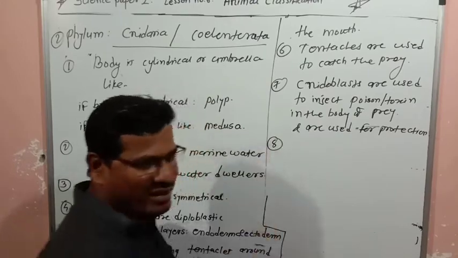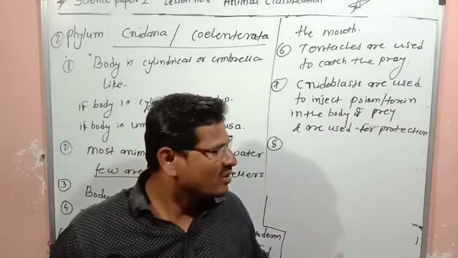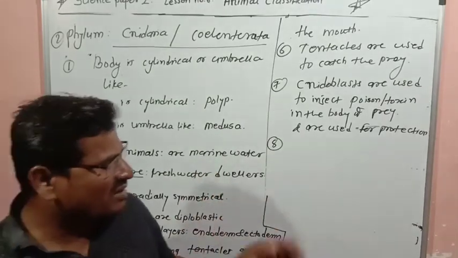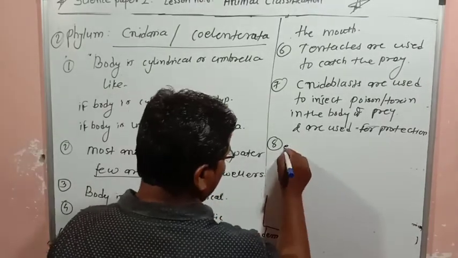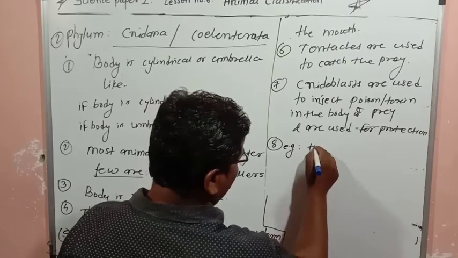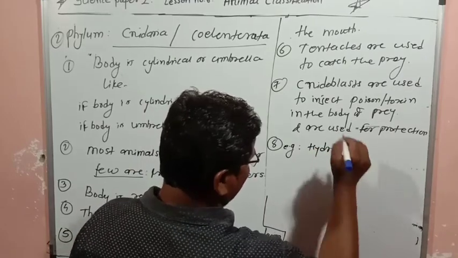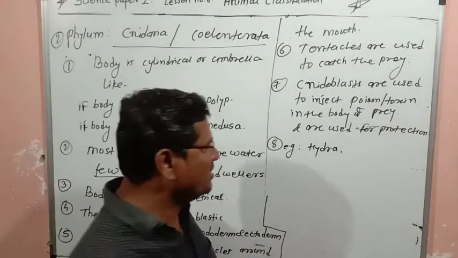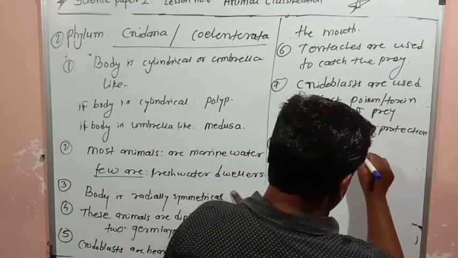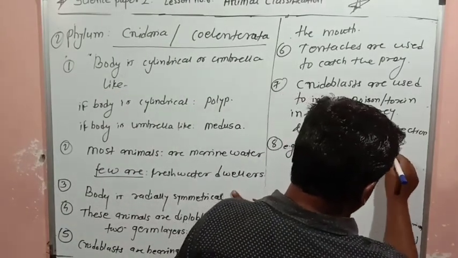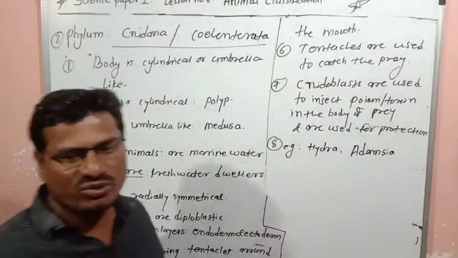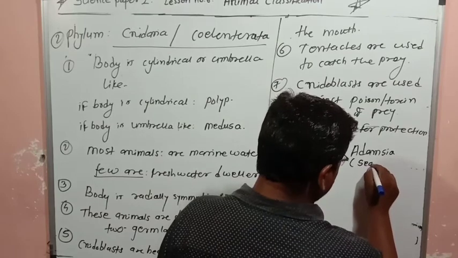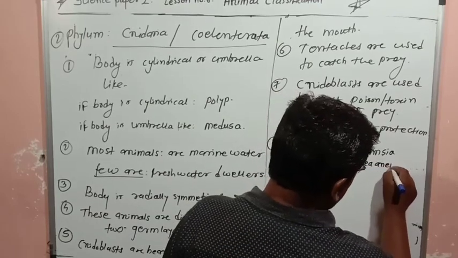The eighth point you can take is the examples. In that eighth point we take examples. Hydra is the example. Another one is Adamsia. Adamsia is also called a sea anemone.